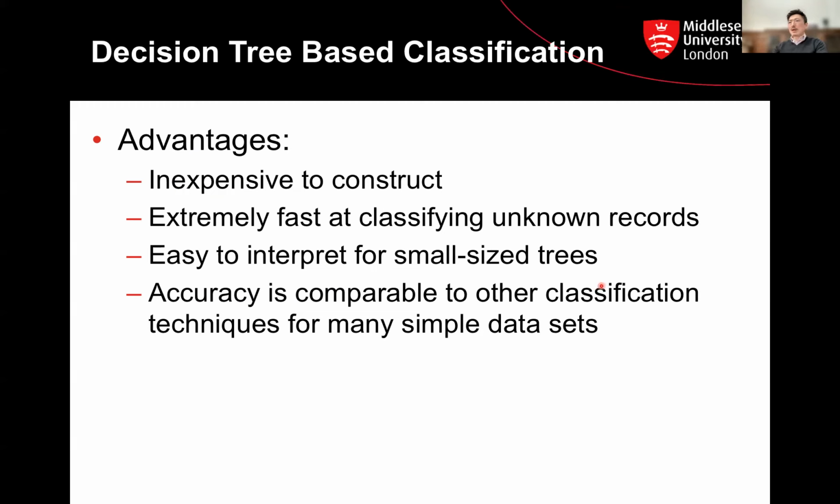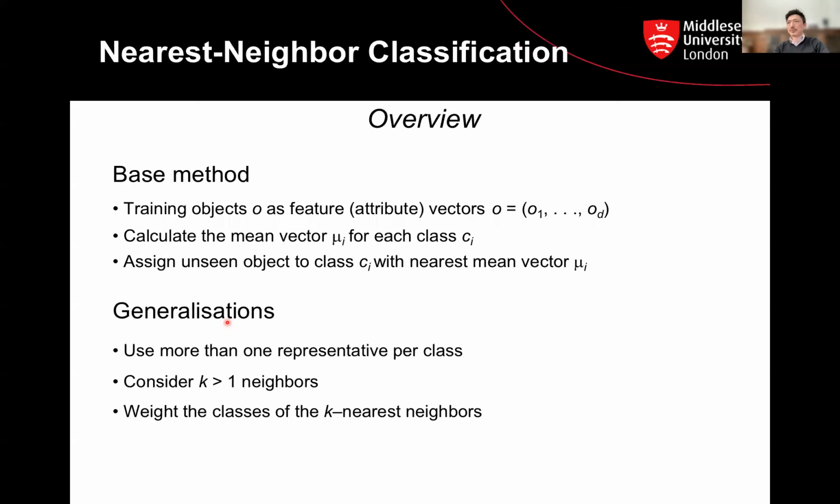Okay, and also accuracy is actually quite good as well. Actually, for a long time, the best performing classifier, I think, was the random forest. I forgot now what the name is for it. And it uses a number of decision trees and uses voting.